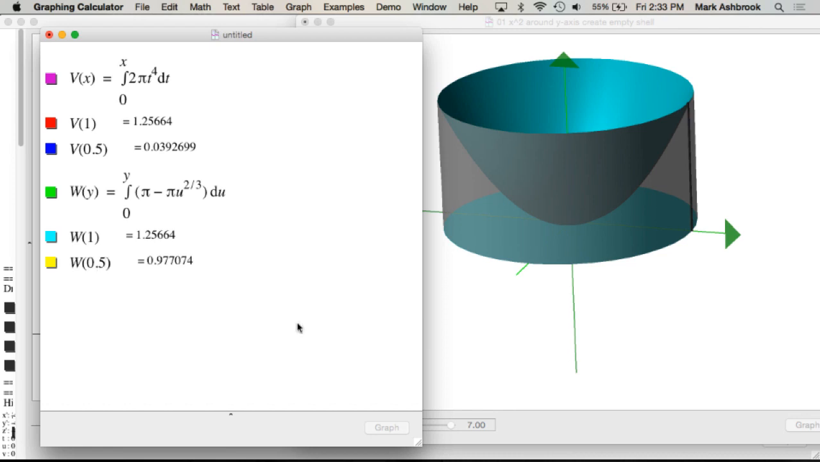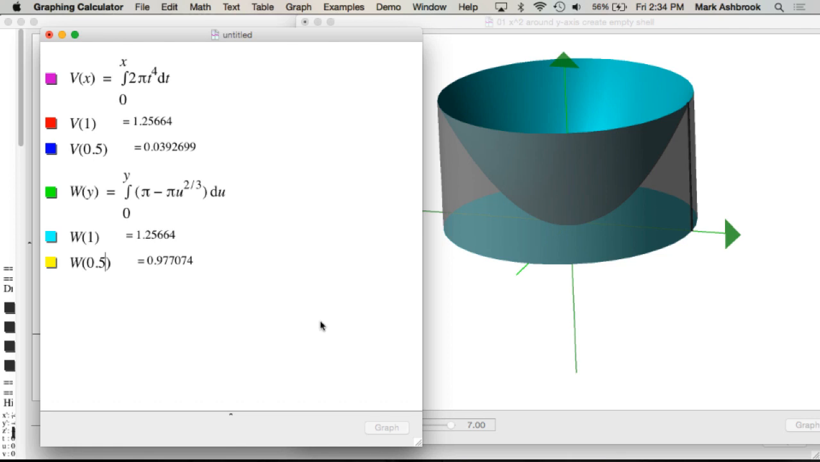More than half of the total volume is achieved when y is halfway up, right? When the current value of y is halfway up, we got way more than half of all the volume. But starting from x values coming out, most of the volume is on the outside, out at x equals 1. So we got very little volume, 0.039, when we do x equals a half. But when we get to 1, we get the same amount because it's the same filled shell.